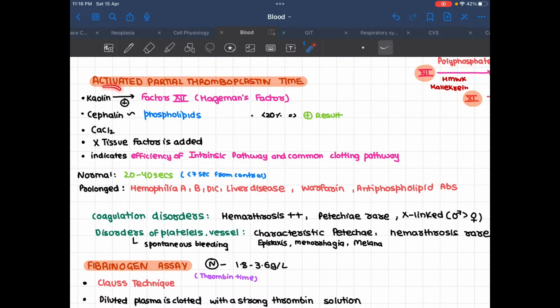In this case, we're going to add something known as kaolin. Okay? Kaolin is something like clay. So this kaolin is going to activate your factor 12 by the negative charge mechanism that we have already studied. Okay? In this case, what are we testing? We are testing the intrinsic pathway.